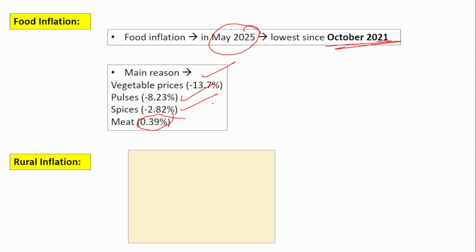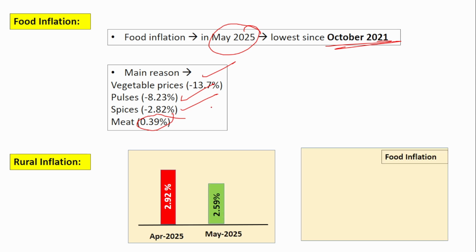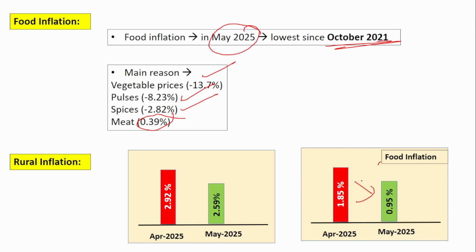Next, let us see the rural inflation part and the urban inflation part. The rural inflation has come down from 2.92% to 2.59%. Similarly, rural food inflation has almost halved, from 1.85% to 0.95%. So almost a 50% reduction is observed in food inflation.